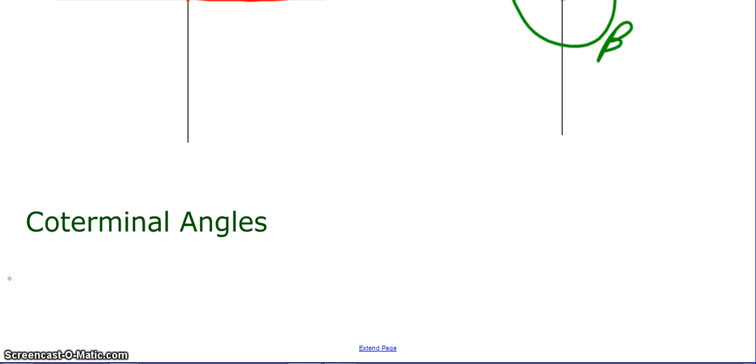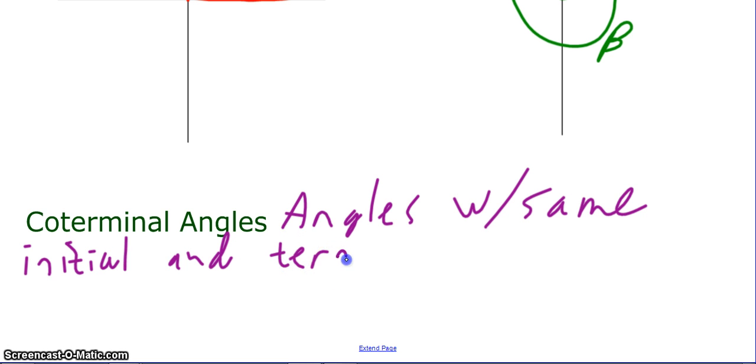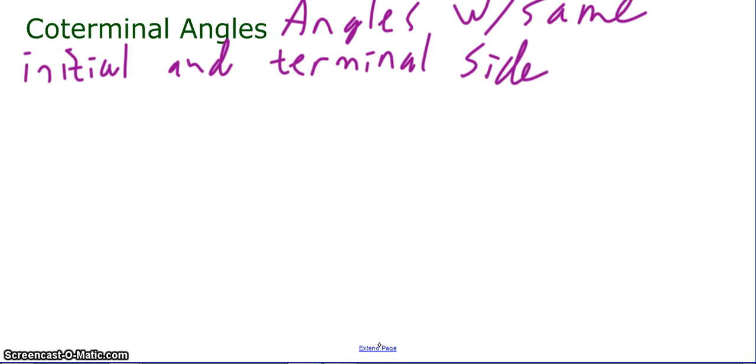This leads us to the idea of coterminal angles. So coterminal angles, this is a very important concept here, are angles with the same initial and terminal side. So what this leads us to is there's an infinite amount of ways to represent the measure of an angle because it has an infinite amount of coterminal angles.